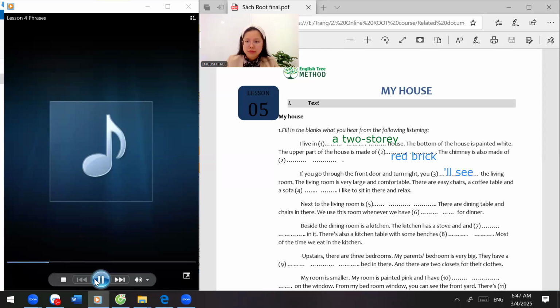There are easy chairs, a coffee table, and a sofa in there. I like to sit in there and relax. Okay. And coffee. Ở đây sẽ là in there.